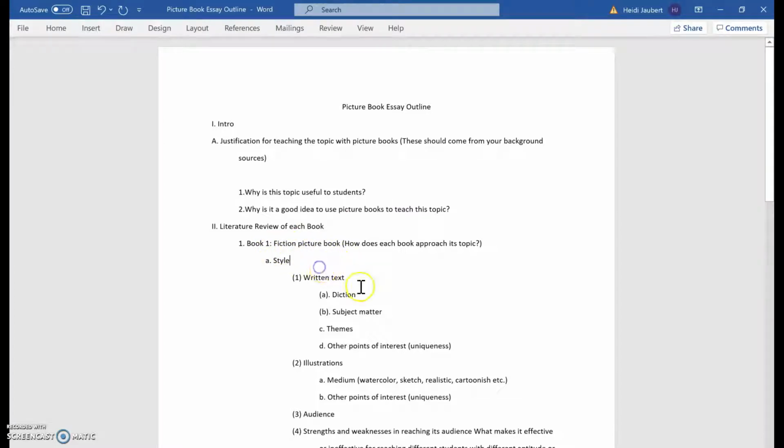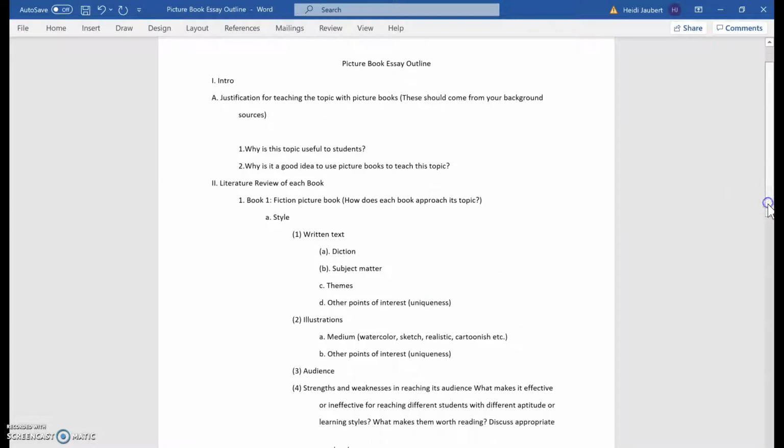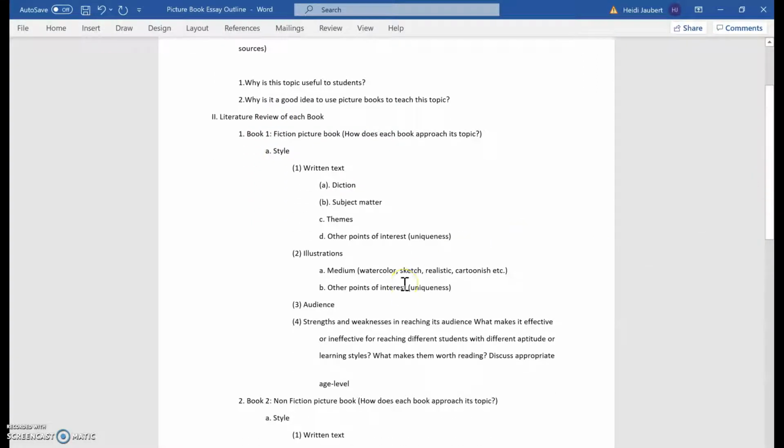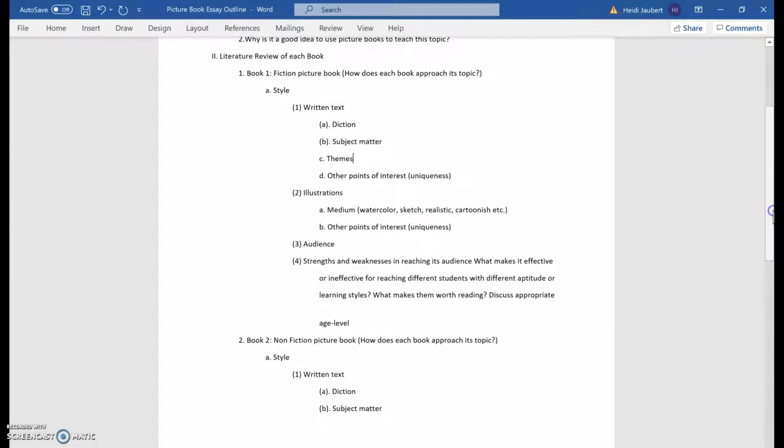So when it says style, written text, diction, it's the way things are presented. Are there short, small sentences? Do they have a sort of specialized vocabulary if it's a science assignment? Talk about the subject matter, the major themes in there. Maybe if it's divorce, it's talking about compassion and good mental health and acceptance or whatever. And then other points of interest or uniqueness about the actual picture book. You're going to talk to me about the illustrations. What were they like? Were they watercolors? Were they realistic? Were they cartoonish? Anything that you think is interesting. Maybe they gave charts and graphs.